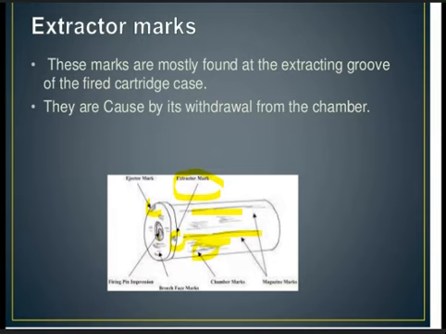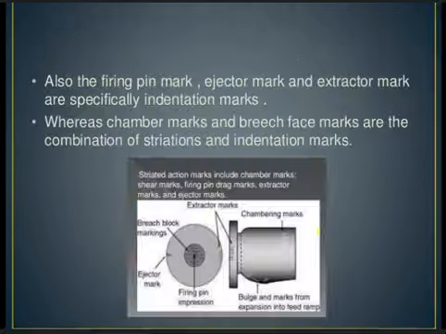Okay? So extractor marks, these are the extractor marks. Okay? Firing pin mark, ejector mark, extractor mark are specifically indentation mark. Indentation mark. When you say indentation, mura ba og nilaum, diba?